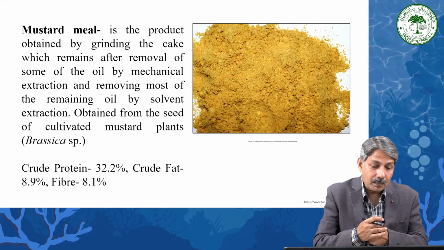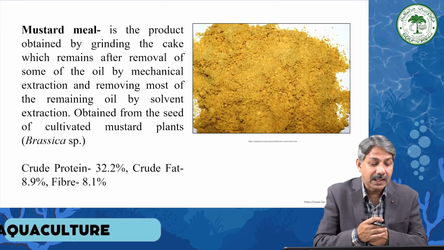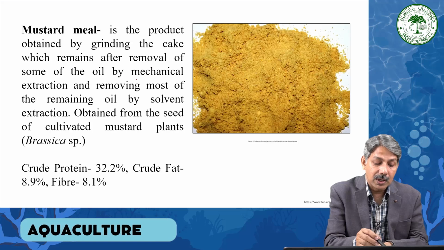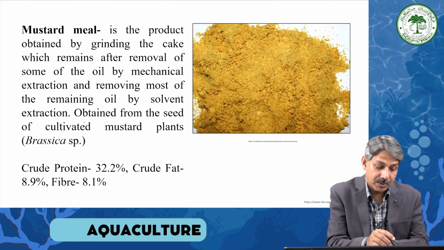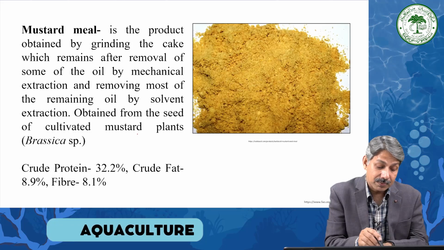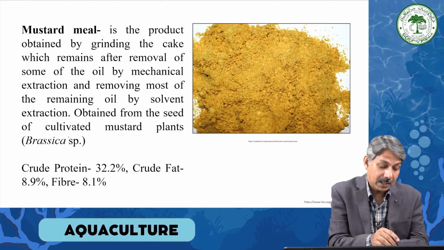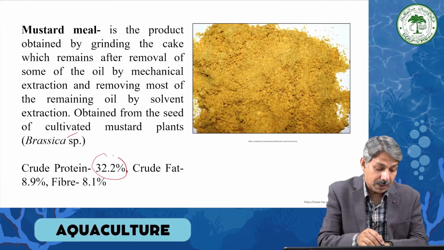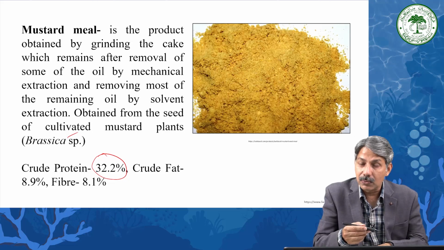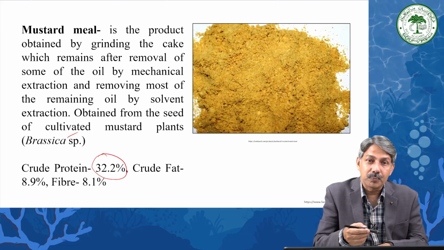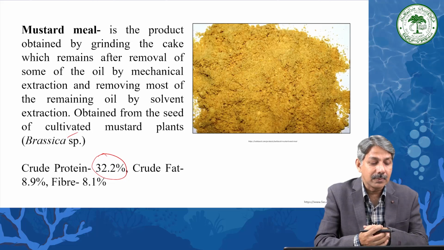Mustard meal is the product obtained by grinding the cake which remains after removal of some of the oil by mechanical extraction and removing most of the remaining oil by solvent extraction, obtained from the seeds of cultivated brassica species, the mustard plants. Here the protein content is 32.2%. Mustard oil cake is again one of the most popular ingredients in fish feed, especially in India, since here mustard is being widely consumed as a cooking oil in most parts, especially the northern parts of the country.